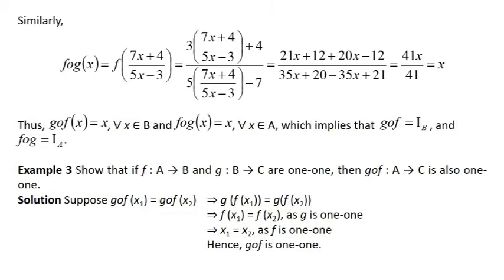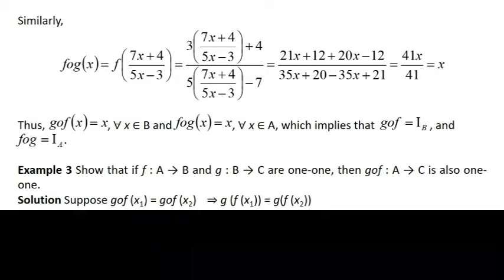You just see gof of x1 is equal to gof of x2 implies g of f x1 is equal to g of f x2, which implies f x1 is equal to f x2 since g is 1-1. This implies x1 equal to x2 as f is 1-1. Hence, gof is 1-1. As gof x1 is equal to gof x2, we have concluded that x1 is equal to x2. From the definition of 1-1ness, we got that gof is also 1-1.